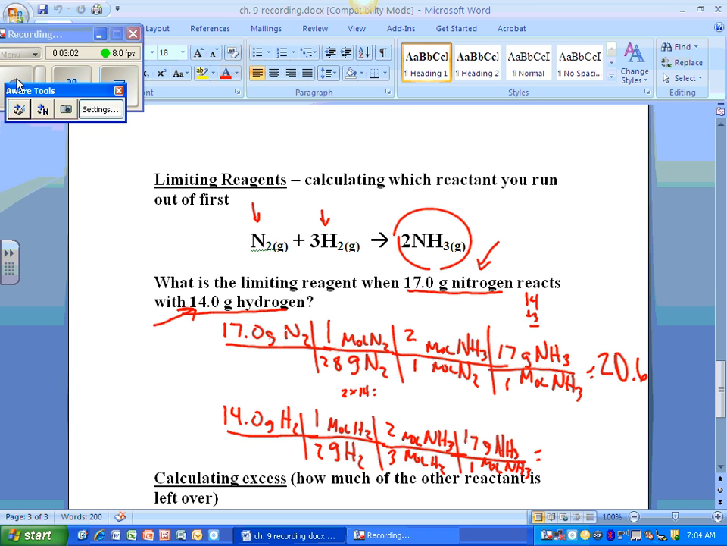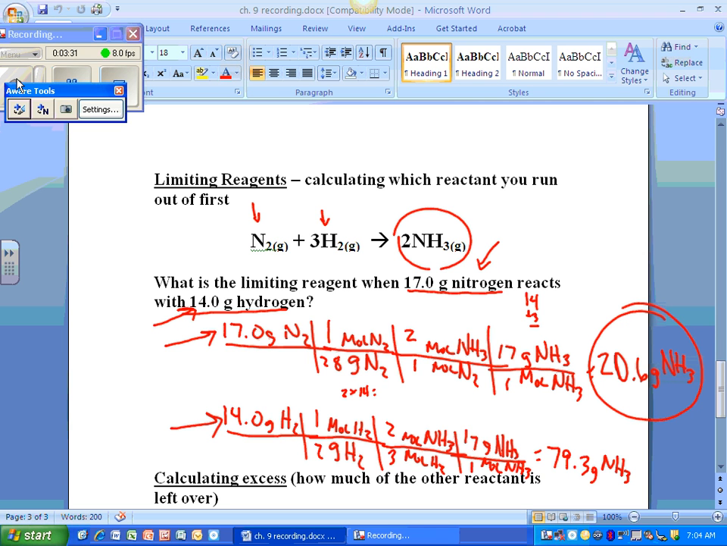And then 14.0, if I do that, I'm going to end up with 79.3 grams of ammonia. Now what that means is, if it was up to this much nitrogen, I could only get 20.6 grams of ammonia. But if it was up to this much hydrogen, I could get 79 grams. I run out of my nitrogen first. That's the most ammonia that I can get out of this reaction.